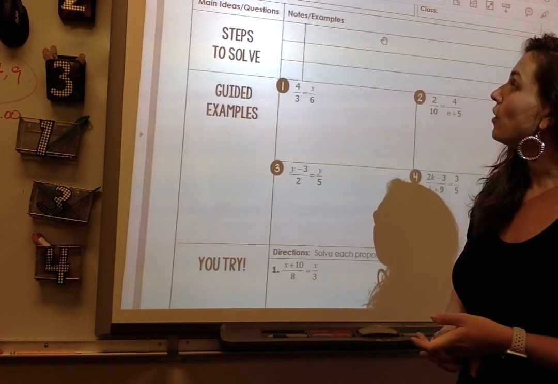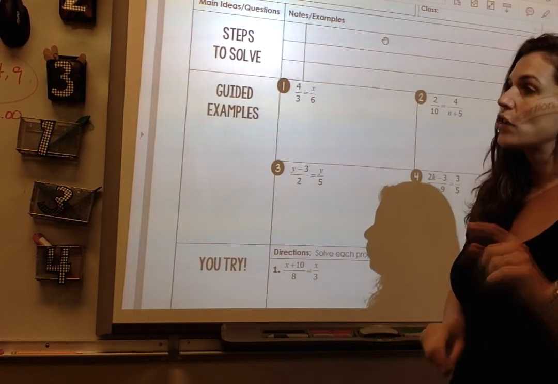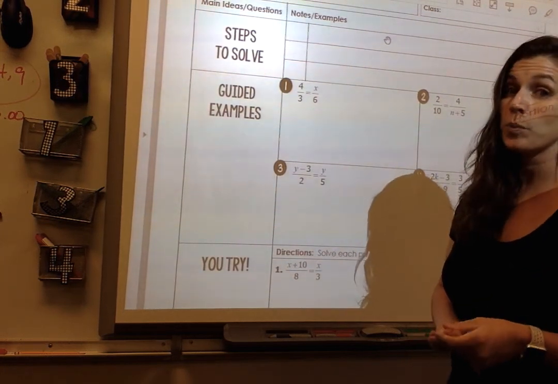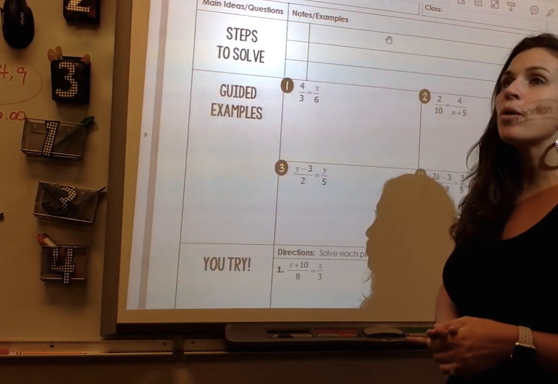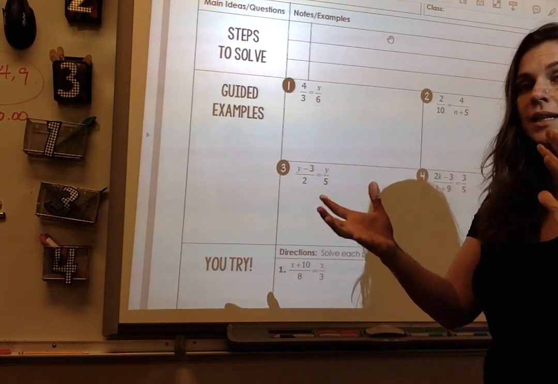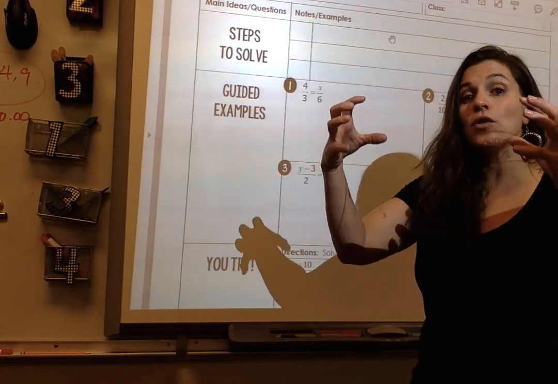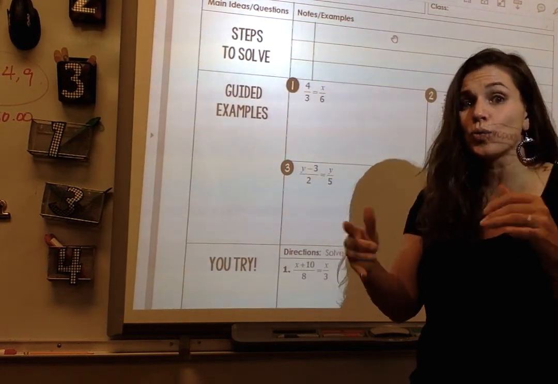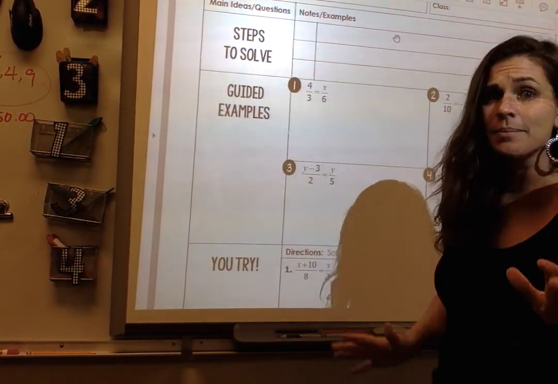Okay, guys, we are now into page 16 in our journals, Algebraic Proportions. If you remember from last year, a proportion is a comparison of two ratios, and the ratios have to be equal. So again, we are able to check our answers, which makes this unit awesome.